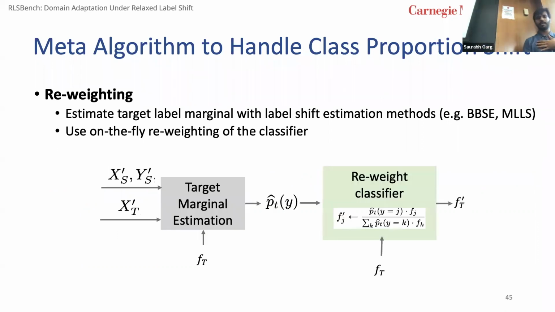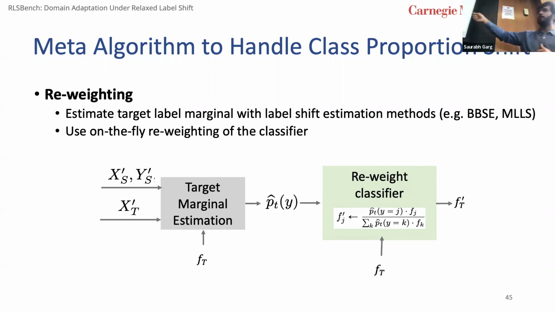And then we have this reweighting correction, which estimates the target label marginal with existing label shift estimation techniques, for example BBSE and MLLS. I can describe them towards the end. At a high level, these methods take a black box classifier, unlabeled data from target and labeled data from source, and spit out an estimate of the target label proportions. So this P_T hat of Y is basically an estimate of target label proportions using these label shift estimation techniques. And we can use these estimates to reweight the softmax prediction.